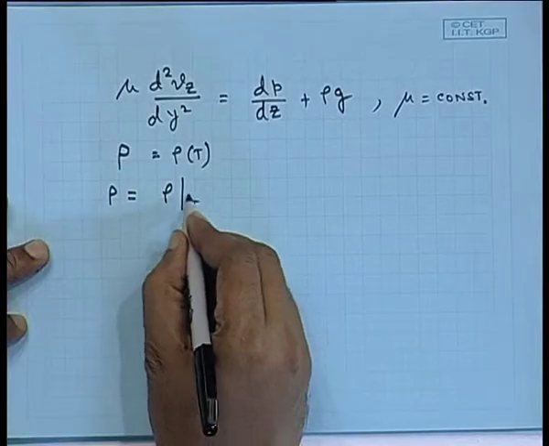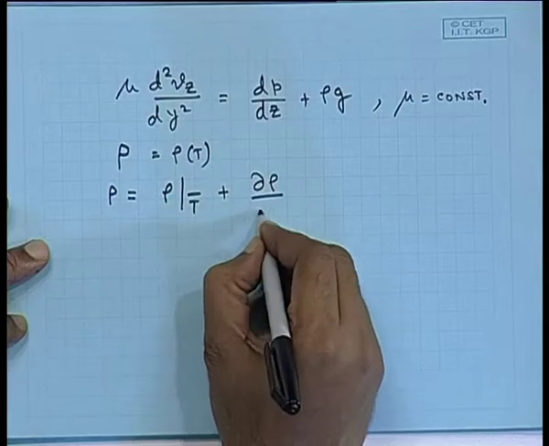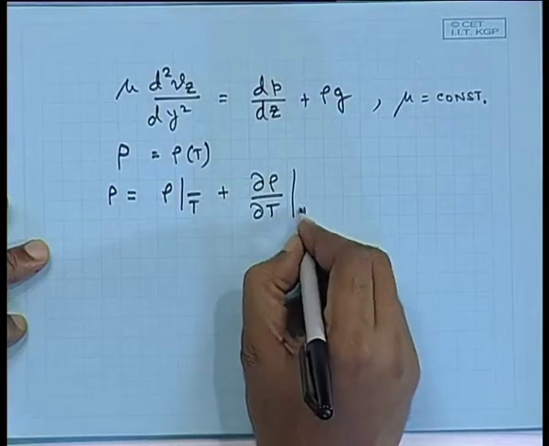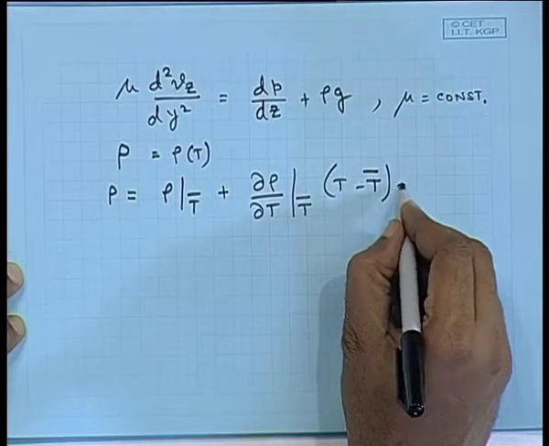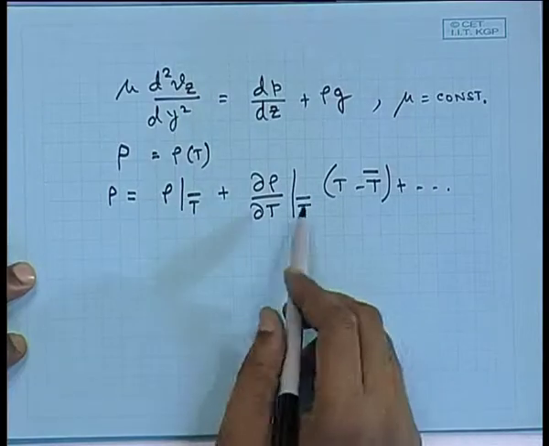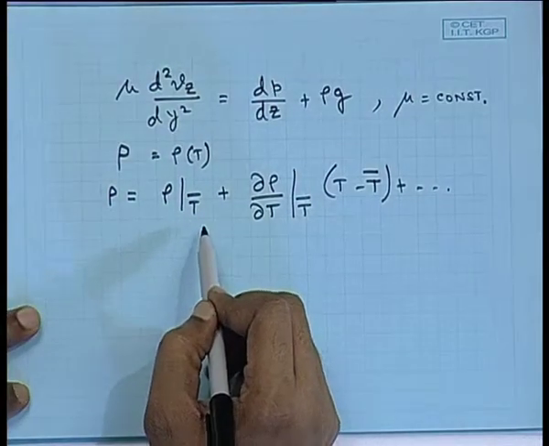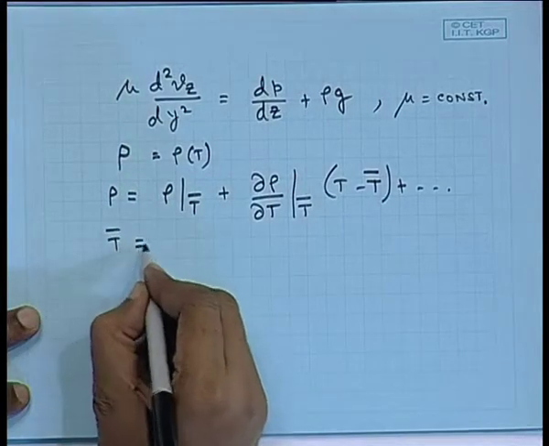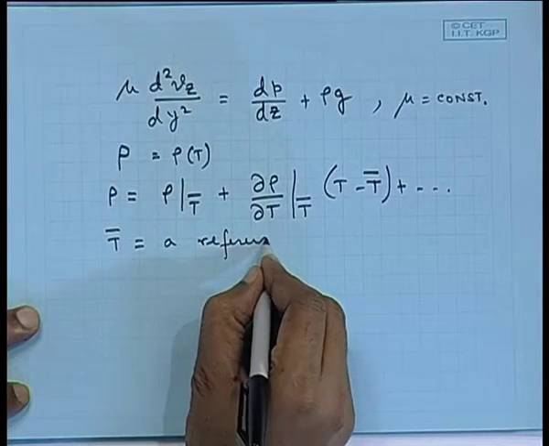A Taylor series expansion, fine. So I can simply say that rho is going to be, using a Taylor series expansion and cancelling all the terms which are of higher order, of this. So this T bar is a reference temperature, which I do not know what this is at this point. So this is a reference temperature.